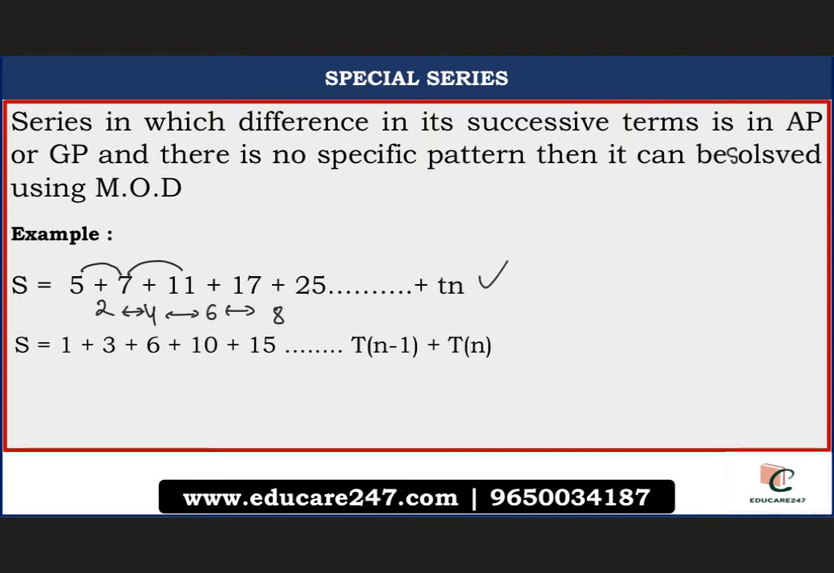Similarly here, if you see 1, 3, 6, 10 and 15, you cannot find any pattern. But if you take the difference between the successive terms, it is 2 here, 3 here, 4 here, 5 here. So plus 1, plus 1, plus 1. This is also in AP. The difference between the successive terms is in AP here. Such series are called spatial series and the method of differences is applicable to them.